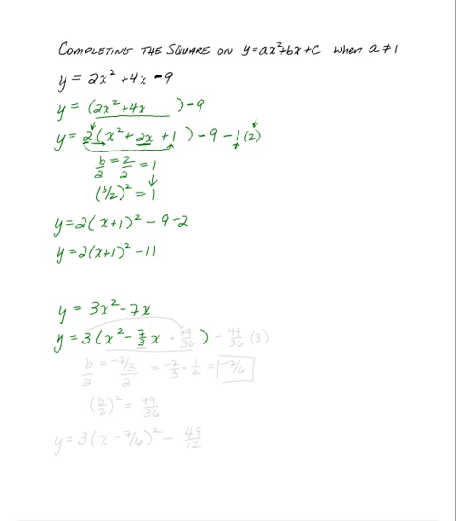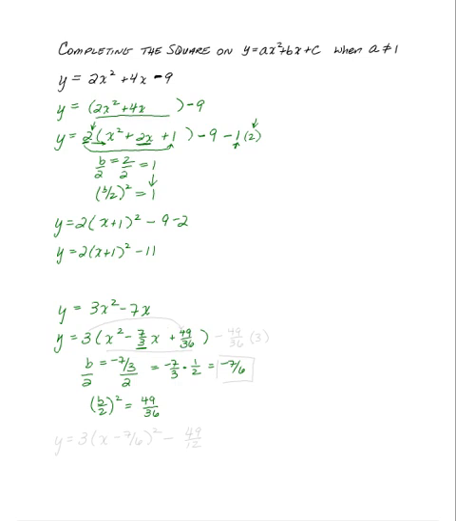So in this case, the coefficient in front of the x, the b, is negative 7/3. So now when I divide that by 2, to simplify that, I'm going to multiply by the reciprocal of 2, so times 1/2. That makes a negative 7/6. So now we square that, b over 2 squared. Negative 7 squared would be positive 49. 6 squared is 36. That's what I add inside the parentheses.